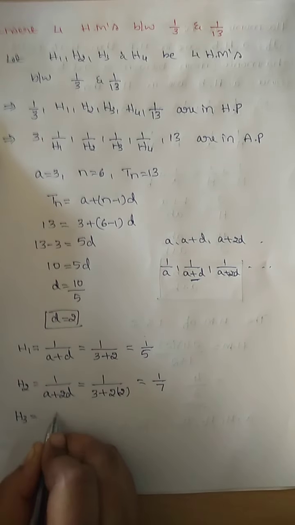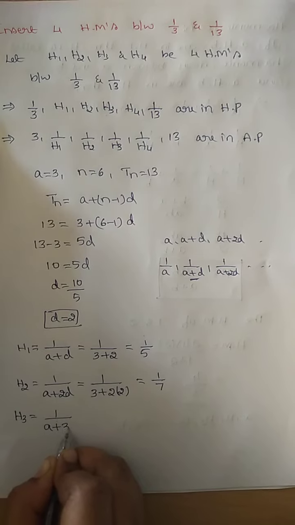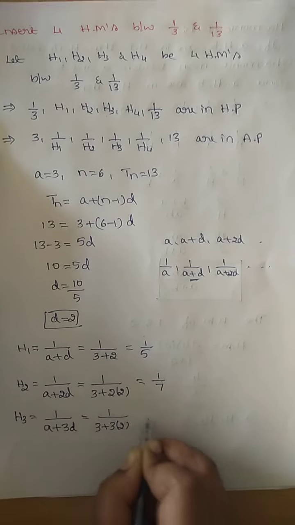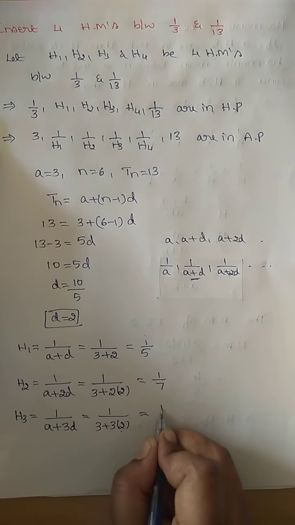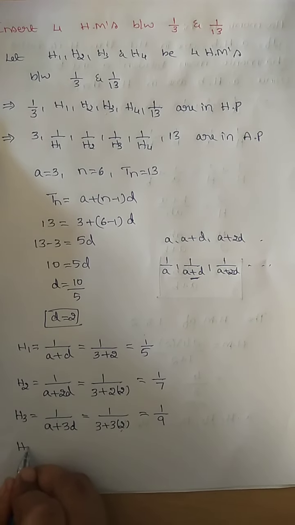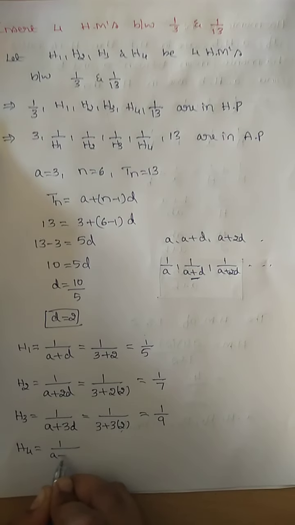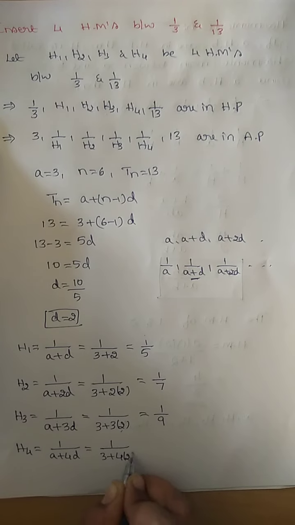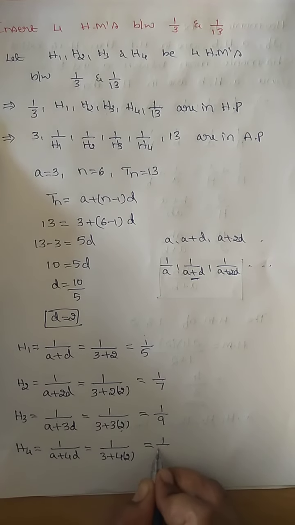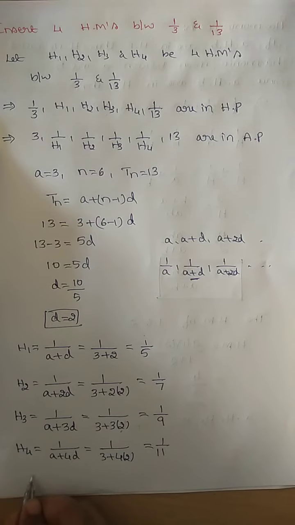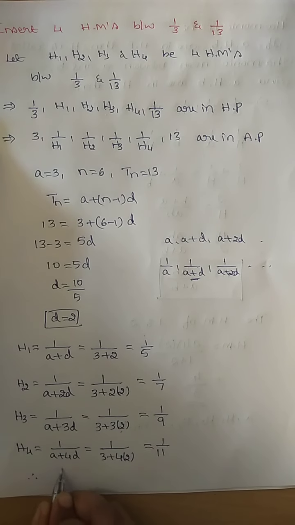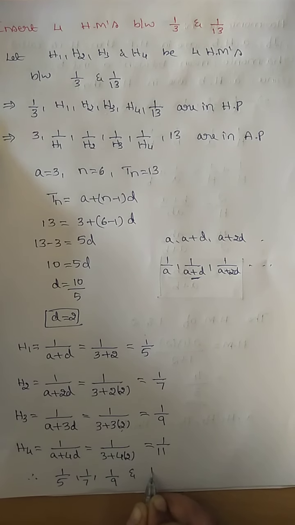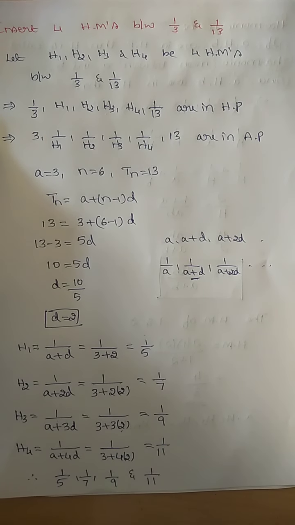H3 equal to the 4th term, 1 by A plus 3D, 1 by 3 plus 3 into 2, 3 into 2 is 6, 6 plus 3, 9, 1 by 9. H4 equal to 1 by A plus 4D, 1 by 3 plus 4 into 2, 4 into 2 is 8, 8 plus 3, 11, 1 by 11. Therefore, the 4 harmonic means are 1 by 5, 1 by 7, 1 by 9 and 1 by 11. Okay, thank you students.